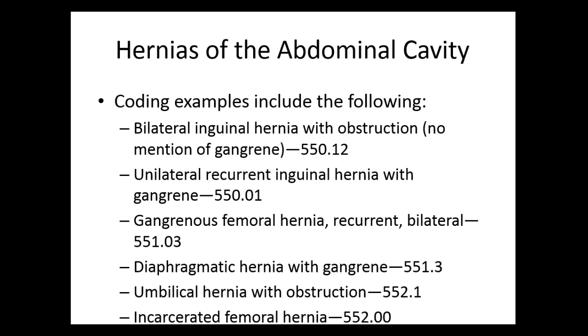Hernias of the abdominal cavity are classified by type and site. Combination codes are used to indicate any associated gangrene or obstruction. With inguinal and femoral hernias, a fifth-digit subclassification indicates whether the hernia is unilateral or bilateral and whether it is specified as recurrent. That is, whether or not it's been repaired during a previous surgery. Incisional ventral hernia is classified as recurrent. Hernias described as incarcerated or strangulated are classified as obstructive.